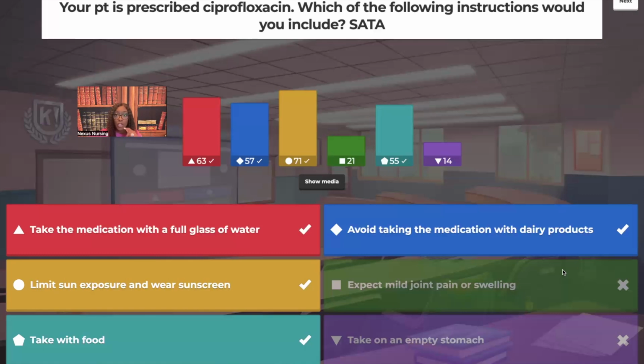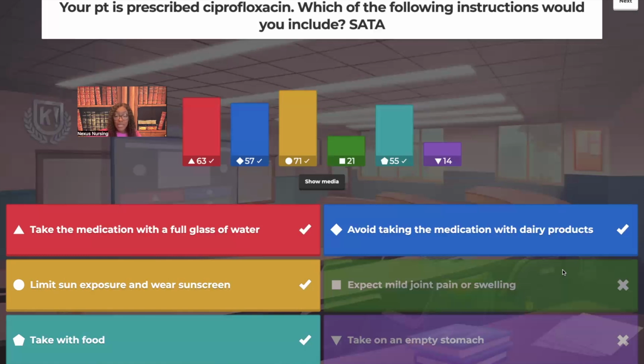Now, the two that we did not choose, I'm going to explain to you why. Expect mild joint pain or swelling. Absolutely not. Something else you need to know about fluoroquinolones, an adverse effect is tendon rupture and tendonitis. That is a medical emergency. So you have to teach that patient, if you start feeling any type of joint pain, swelling, or muscle pain, you need to report it immediately, right? It may be a symptom of, again, tendonitis or rupture of the tendons.